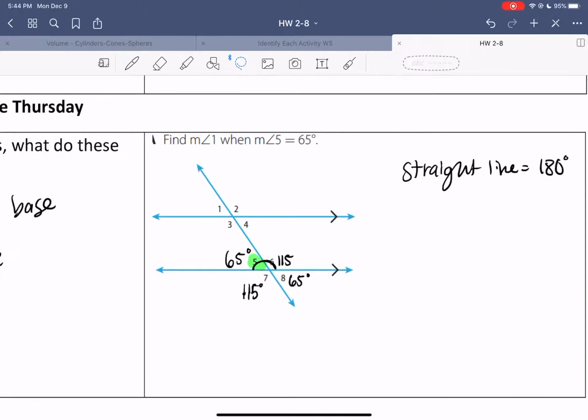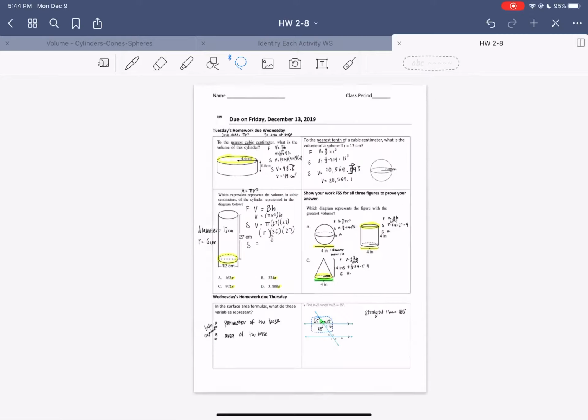So the hint that I'll give you: if we were to slide this up right here, that is what we know about when a transversal line cuts two parallels. So if you look, these angles should be the same. All right. Moving on.